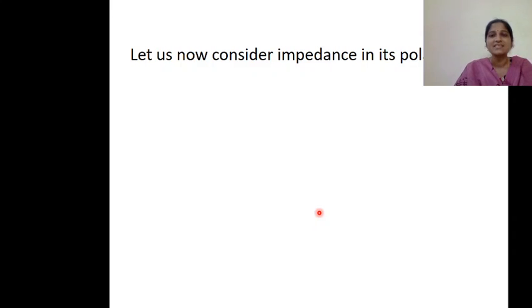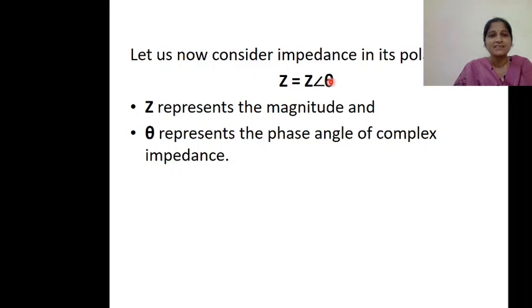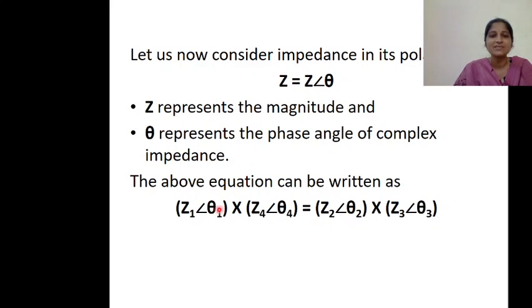Now let us consider impedance in polar form. As you all know, polar form is nothing but R at an angle theta, where R is the magnitude and theta is the phase angle. So impedance in polar form is Z is equal to Z at an angle theta, where Z is the magnitude and theta is the phase angle. Similarly you can write for Z1. We know that Z1 Z4 is equal to Z2 Z3, so Z1 at an angle theta 1 into Z4 at an angle theta 4 is equal to Z2 at an angle theta 2 into Z3 at an angle theta 3.